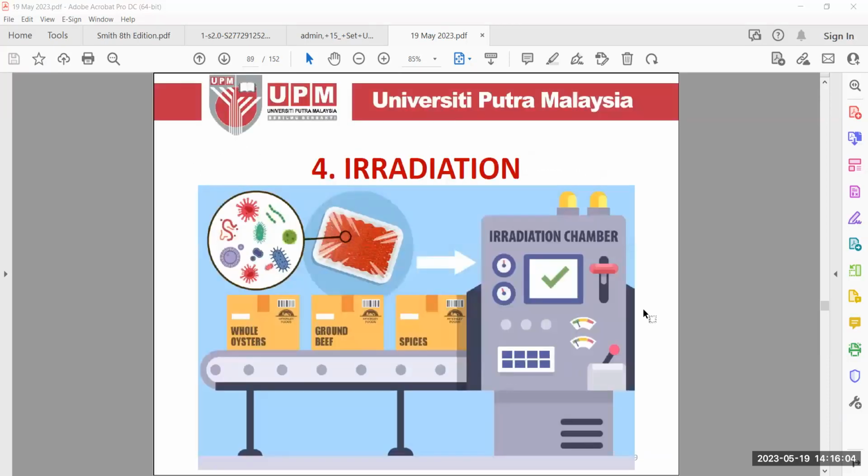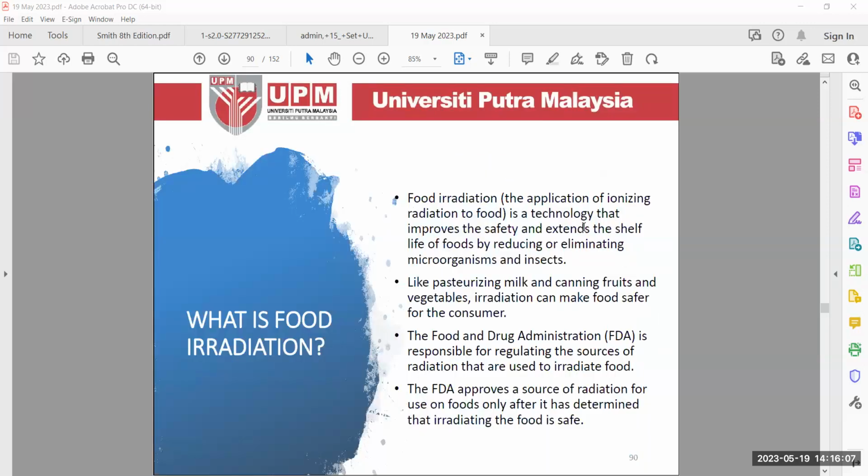So irradiation, what is irradiation? Irradiation is a technology that improves the safety and extends the shelf life of food by reducing and, of course, eliminating microorganisms and insects. Like pasteurizing milk and canning fruits and vegetables, irradiation can make food safer for the consumer. The FDA is responsible for regulating the sources of radiation used to irradiate food, and approves a source of radiation for use on food only after it has determined that irradiating the food is safe. Okay, so irradiation is the only non-thermal technology that is being regulated worldwide, even in Malaysia.